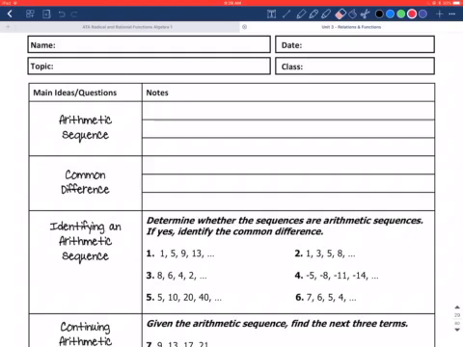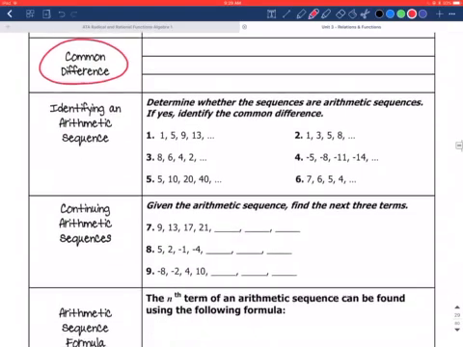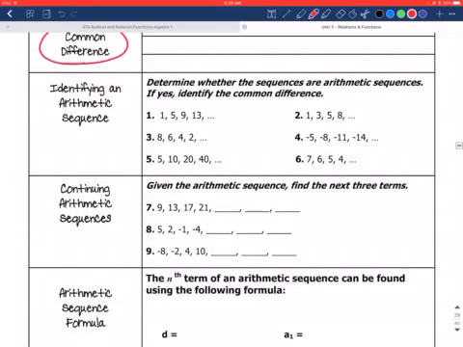So an arithmetic sequence, as you can see down there, is a sequence where the difference between any two consecutive terms is constant. In other words, it keeps increasing or decreasing by the same amount. And that same amount is your common difference right there. So determining whether the sequences are arithmetic.